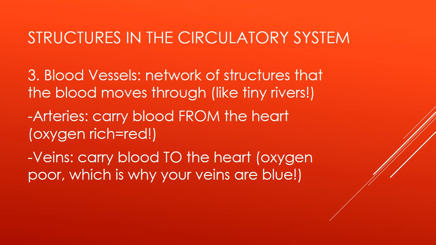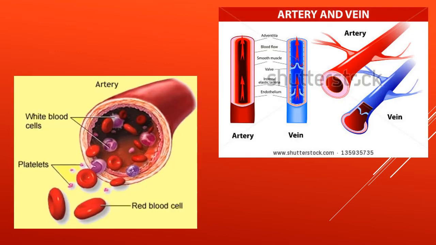And blood vessels, inside of them have arteries, which carry blood from the heart. That's going to be the oxygen-rich blood, the red, and the veins, which carry blood to the heart. Those are the oxygen-poor, which is why your veins are blue. Here's a really cool diagram of an artery, and inside of it you can see the red blood cells, the white blood cells, and the platelets. And then there's also one of artery and veins. So you can see the vein is blue and the artery is red, symbolizing oxygen-rich and poor.